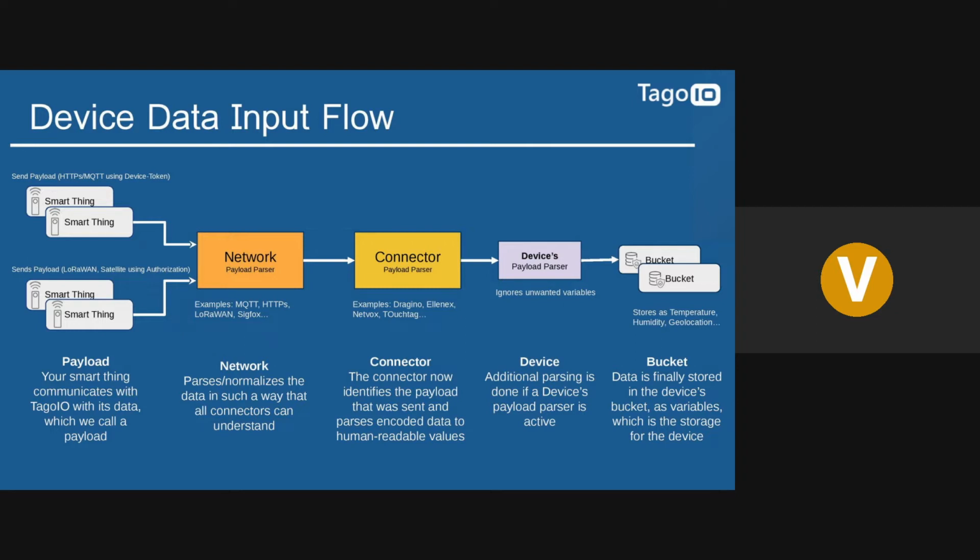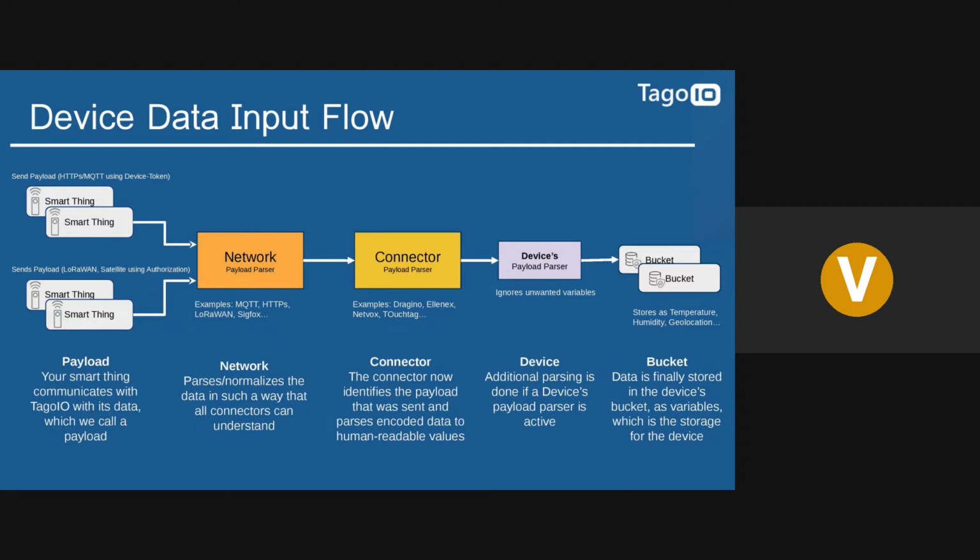So the first thing you have is sending payloads or JSON, whatever you'll be sending from your devices to TagoIO. And usually you choose between two options: using the device token through an HTTPS protocol or MQTT, or otherwise you will be using some LoRaWAN or satellite using the authorization method integration.